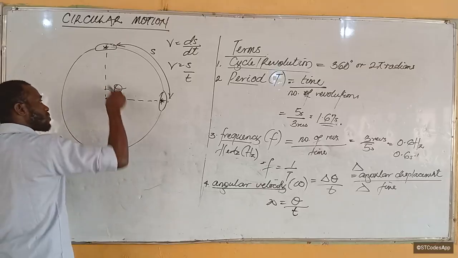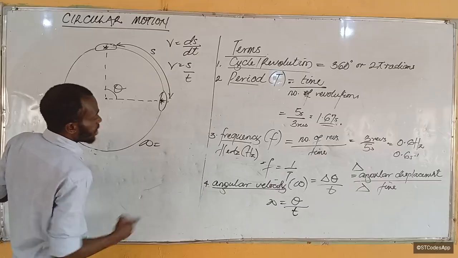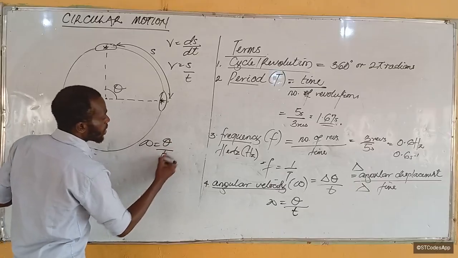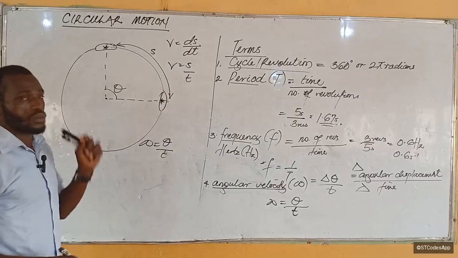So this is the angular displacement that it has covered. It has covered angle theta. So the angular velocity we said would be what? Theta over t. Now, let's do some derivations.